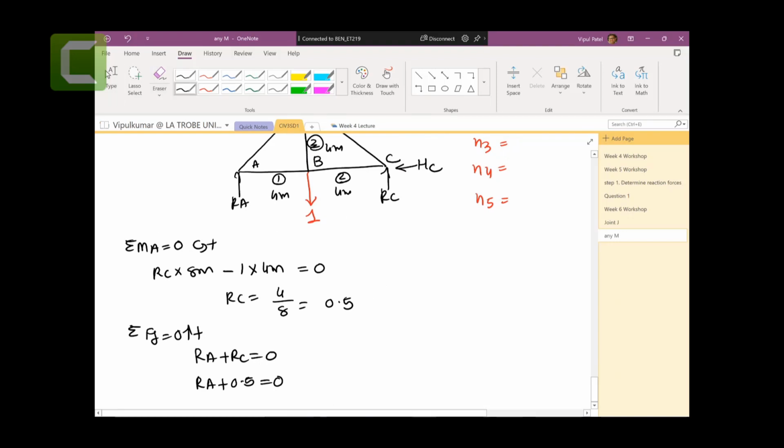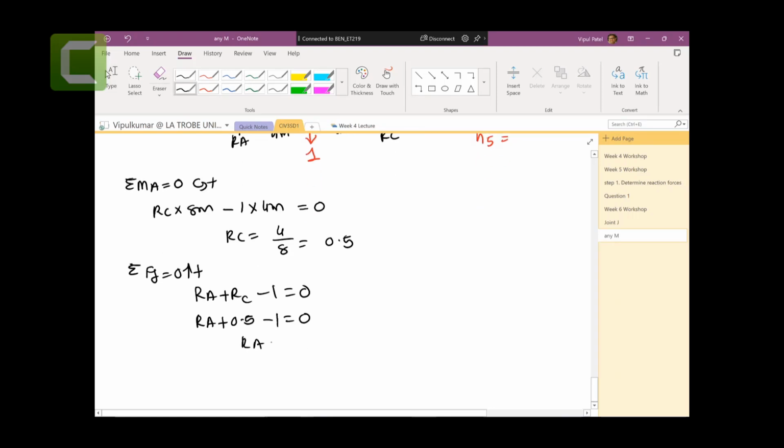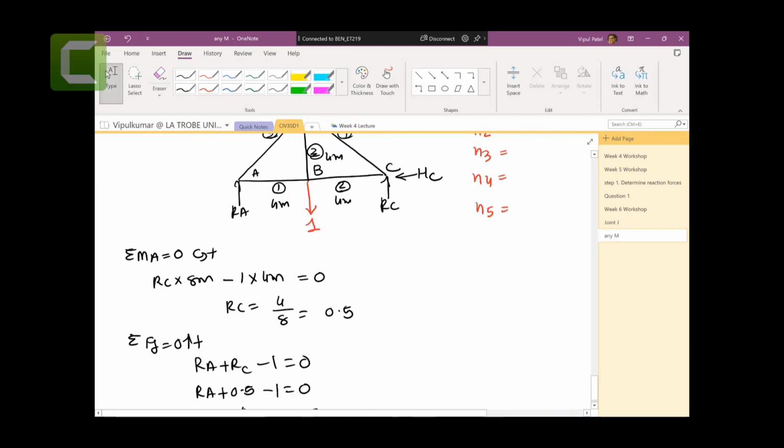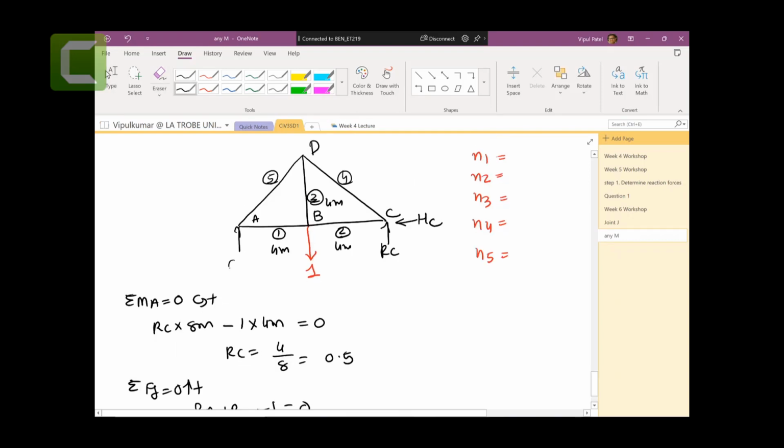Yes. So all this one minus 1 equal to 0, and minus 1 equal to 0. RA equal to 0.5. Okay. By looking at the figure, it looks like it's symmetric, so we just need to do the half. That's a good thing. You remember we did one example which is symmetric. Symmetric meaning you only have to do the half.